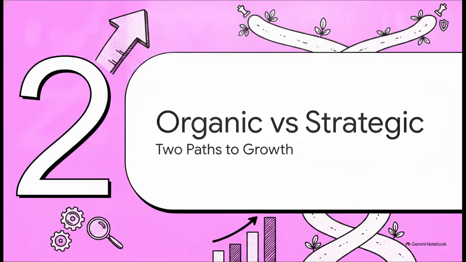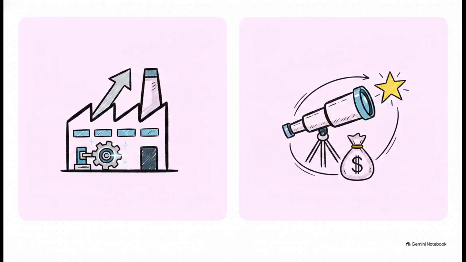Moving on to Section 2, Organic versus Strategic Growth. So, the first avenue is organic growth. This is basically when a company expands using entirely its own internal resources. Think about, say, making your production more efficient. For instance, if you set some revenue aside to buy a second machine, you can literally double your production without taking on any debt. The math is super simple here. Your internal profits fund your growth.